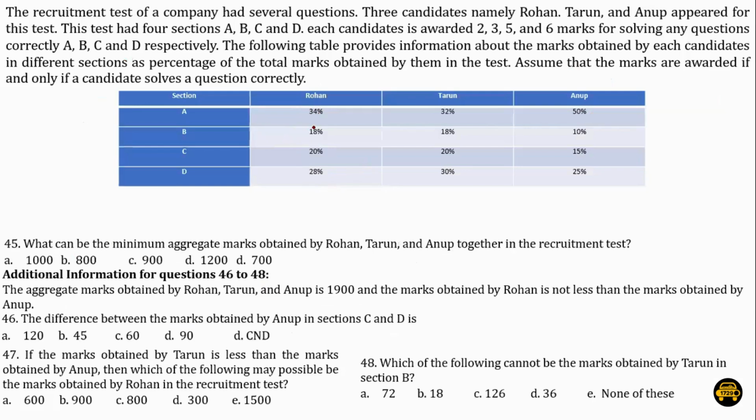Let's have a look at this set. The recruitment test of a company had several questions. 3 candidates, namely Rohan, Tarun, and Anup, appear for the test. Now these tests had 4 sections, A, B, C, and D, and a candidate is awarded 2, 3, 5, and 6 marks for solving any question correctly in A, B, C, and D respectively.